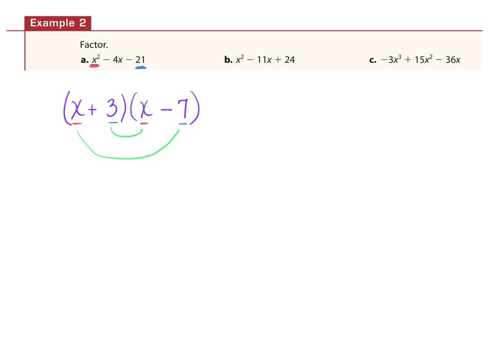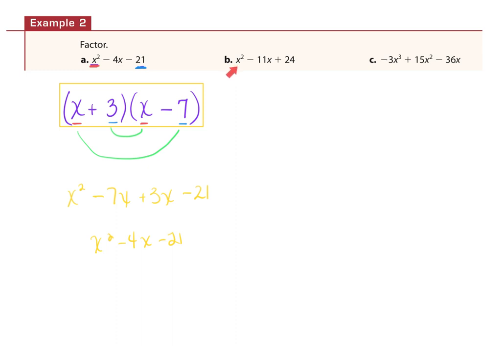If I wanted to check them, I would just FOIL. I would say x times x, x times negative 7, positive 3 times x, and positive 3 times negative 7. And you can see that I would get that. And so I know that my answer is correct. (x + 3)(x - 7) is what happens when I unfoil it. All right? Let's look at the next one.